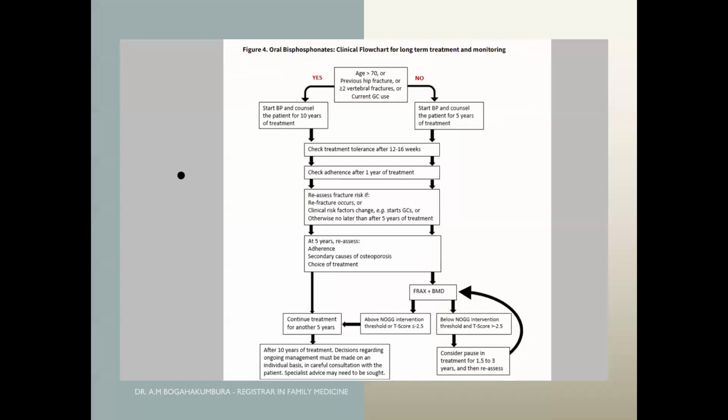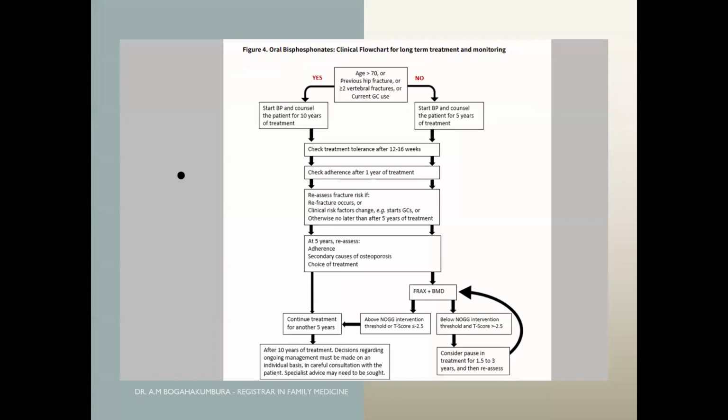This is how we have to monitor while on oral bisphosphonates. If the patient is age more than 70, or has a previous hip fracture, or two or more vertebral fractures, or current glucocorticoid use, we have to start bisphosphonate and counsel the patient for 10 years of treatment. Then check treatment tolerance after 12 to 16 weeks. Then check adherence after 1 year of treatment.